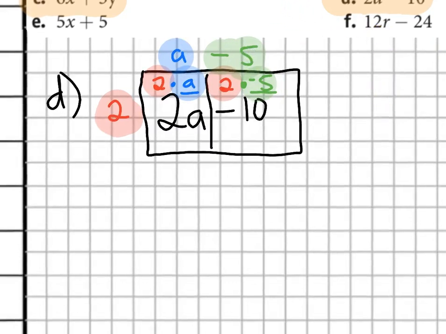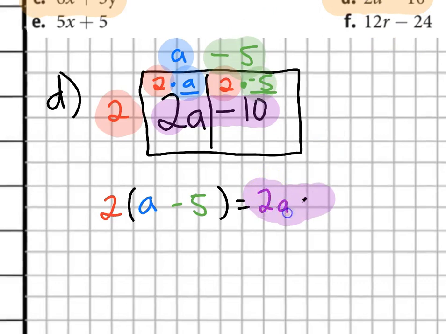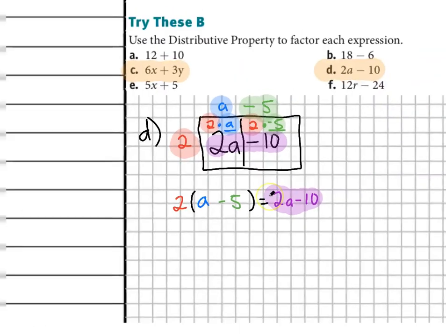Now, when I rewrite it, I need to have my number on the outside, 2, my common factor, times my 2 parts in the middle, which are going to be a, and then minus 5. And all of that equals whatever's inside the middle. The middle here, that's the answer here, which is the original question that goes here. And we end up with 2a minus 10.